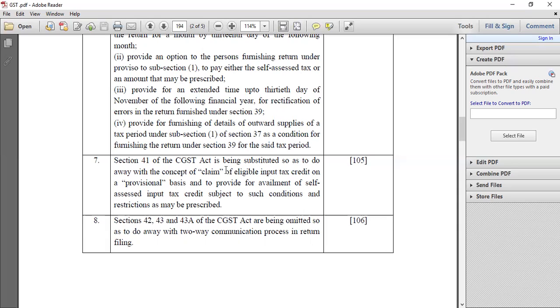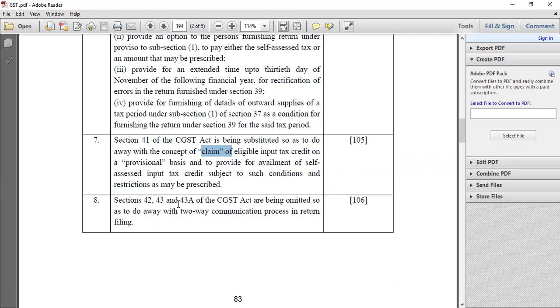So now the claiming of input tax credit on provisional basis is being substituted. Now the taxpayer cannot take the input tax credit on provisional basis, but he can take the input tax credit only on actual basis when GSTR 1 and GSTR 3B is furnished by the supplier. Then only the taxpayer can take the input tax credit.